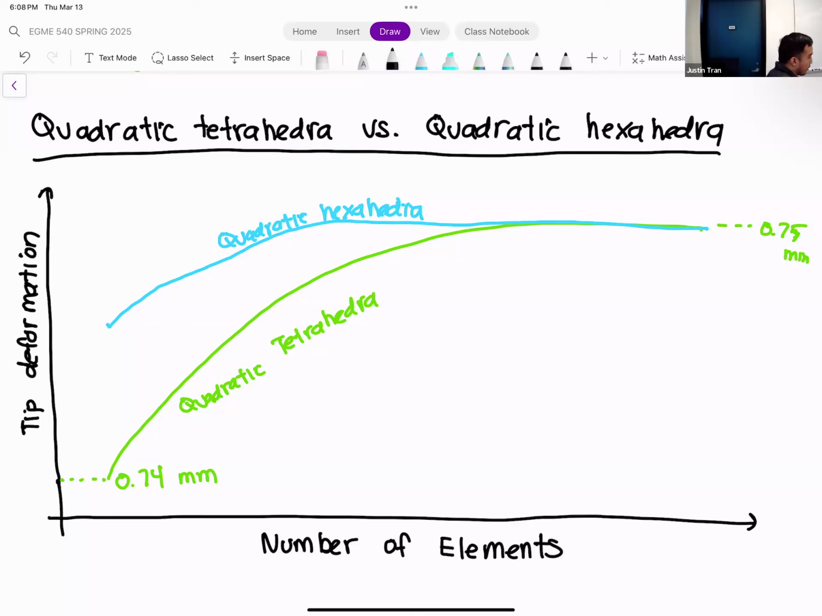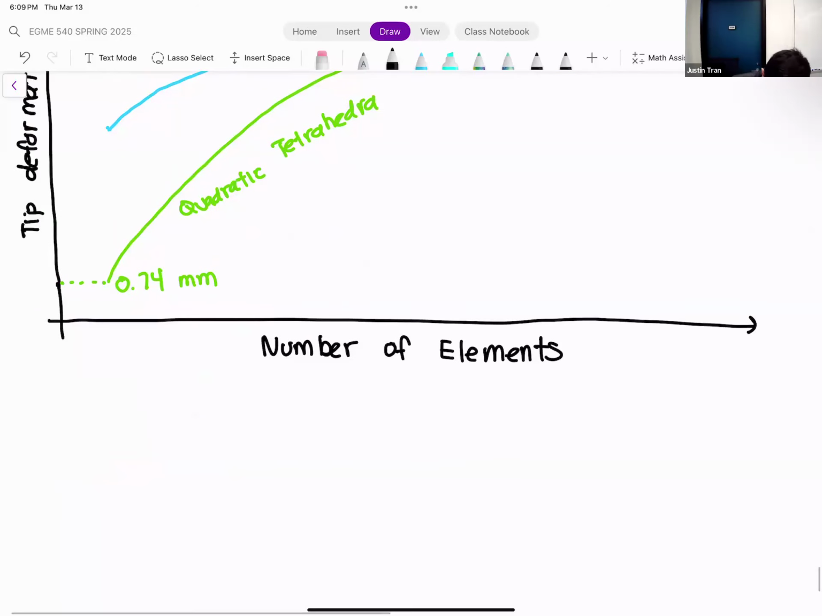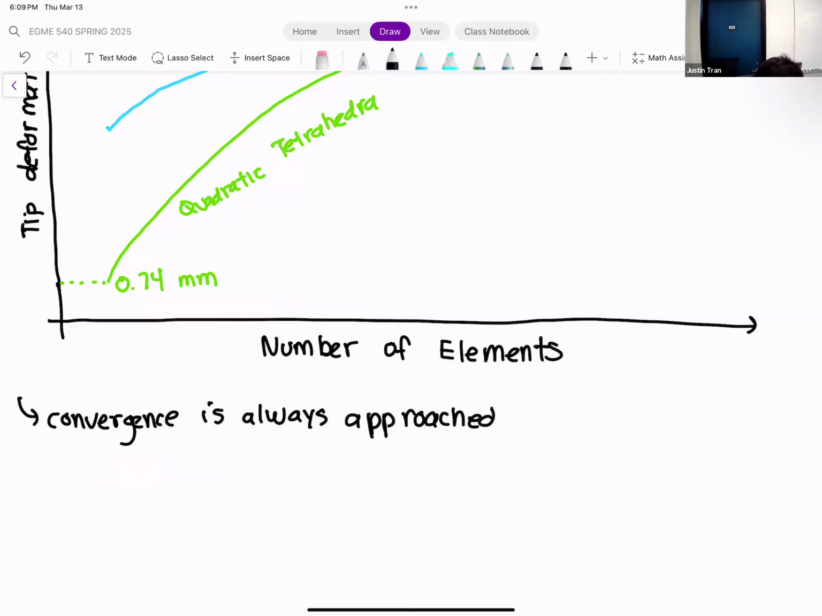If you notice that in all of these graphs here, the convergence is always approached from below. So basically what that means is that when you have a coarse mesh, when you don't have enough mesh density in your mesh, you end up underestimating the deformations, and by that same consequence, you end up underestimating the stresses.